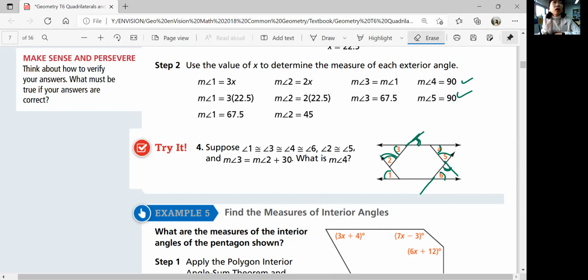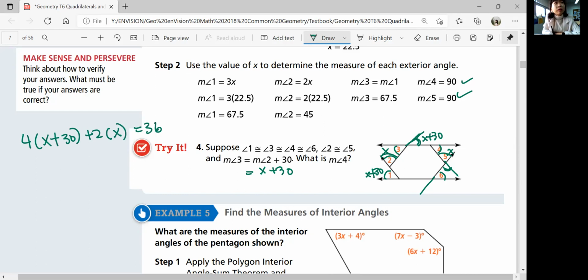Or we can say x minus 30, but let's put 2 and 5 as x. And then we have 1 and 2, because 2 and 5 are x. 3 is going to be what? x plus 30. So that's x plus 30, that's x plus 30, that's x plus 30, and so on. You have 4 angles that are x plus 30 and 2 angles that are just x, right? And they have to add up to 360 degrees.